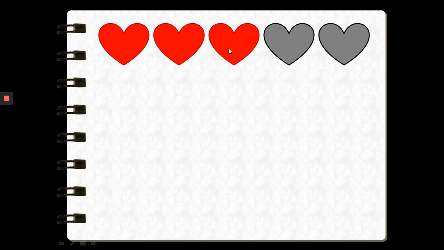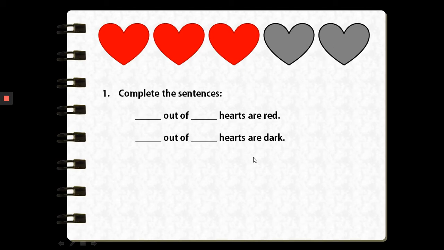All right, so what we see here are 5 hearts. Three of these are red and 2 are dark. So let's try to complete the sentences. Blank out of blank hearts are red. Second one, blank out of blank hearts are dark. So when we say out of, what do you think is out of? Is it the numerator or the denominator?